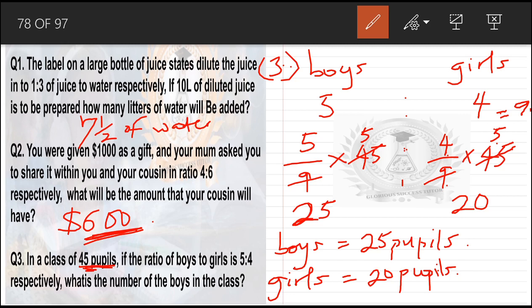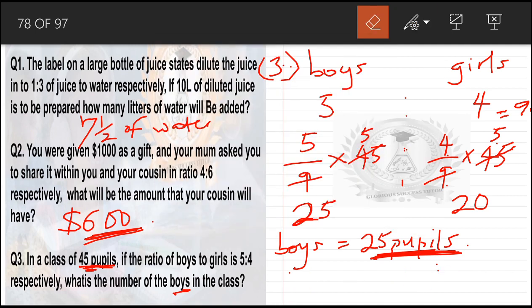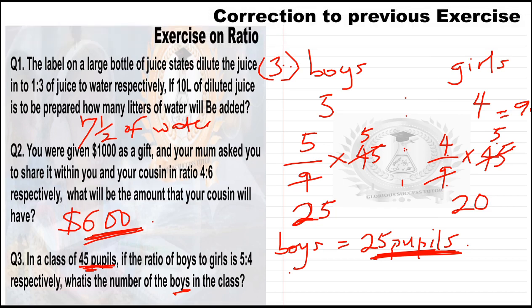So the question says, what is the number of the boys in class? So this is the number of the boys in class. But if they ask you for the girls, you can include this. But if they didn't ask you for the girls, you know what you're going to do? Just pick your eraser and wipe this off. Simple. So this is the final answer you want to see when you're having this kind of question in an examination. I'm sure you understand this, please.